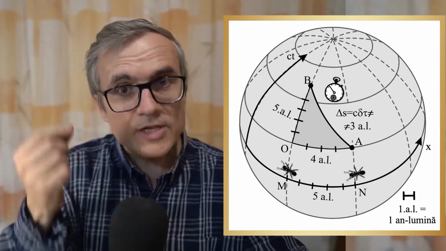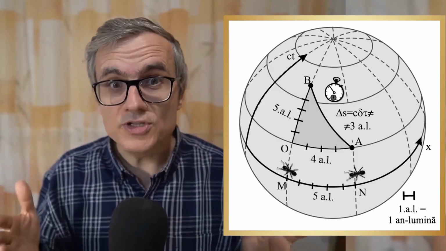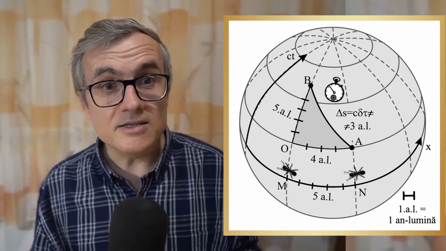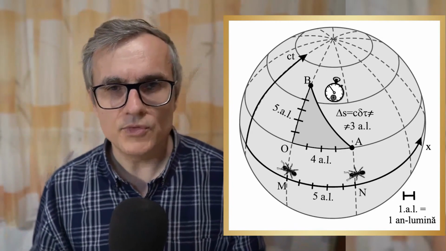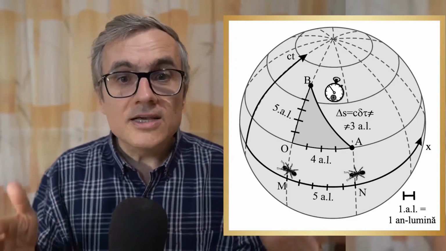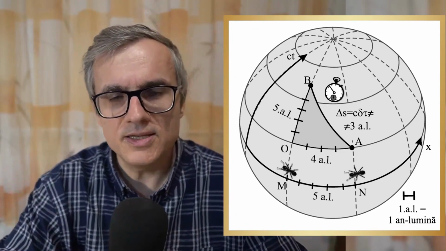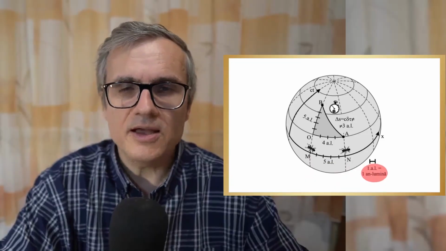The continuous horizontal lines, the lines of latitude, represent the ant's space at a given moment, while the dashed vertical lines, the meridians, represent the direction of time. Over time, the horizontal circles either grow or shrink, which means that the ant's space is dynamic. The chosen unit of measurement for distance in spacetime is the light year.